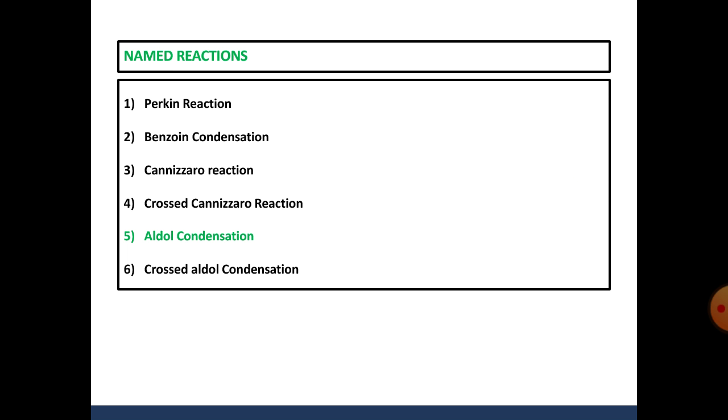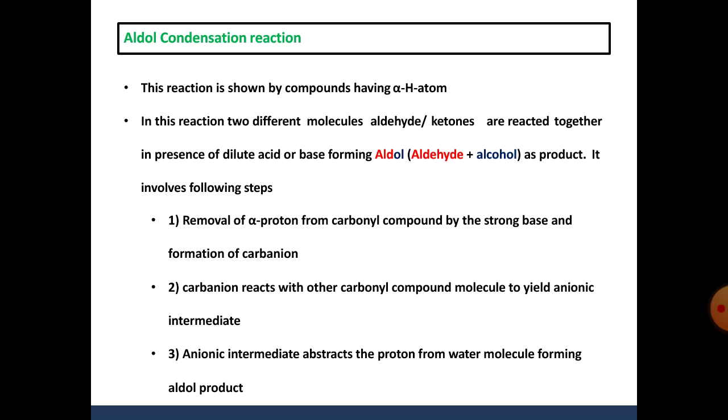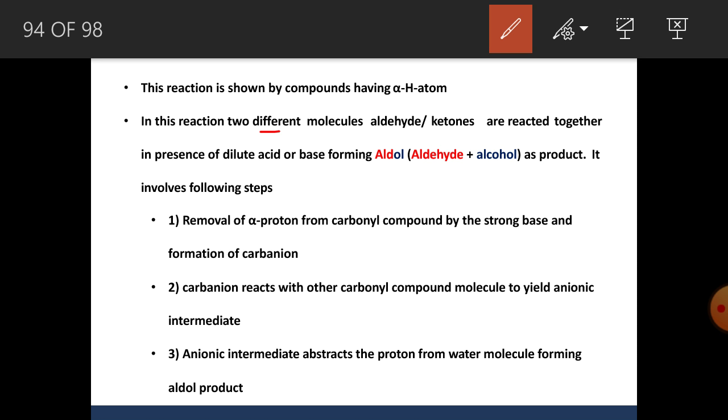Now next we'll see about aldol condensation. In aldol condensation, here we are using two molecules of aldehyde or ketone. So here again, the same molecule, two of the same molecule we are taking, from aldehyde or ketone. In presence of dilute acid or base, it gives aldol. Aldol means the structure which has an alcohol group and also an aldehyde or ketone group. That is named as aldol.